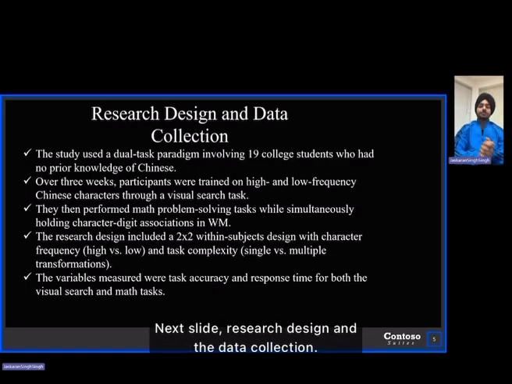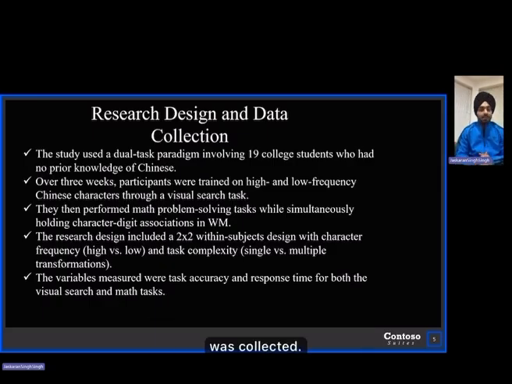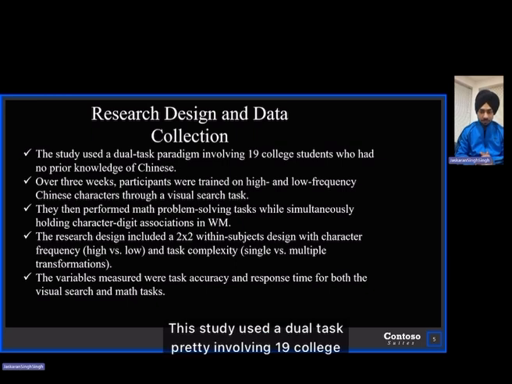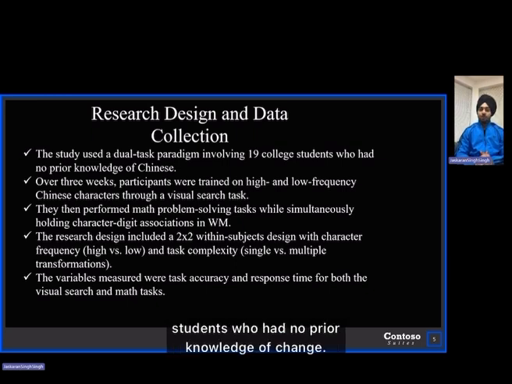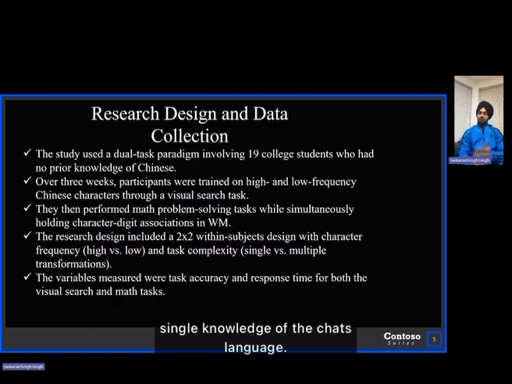Next slide: research design and data collection. In this study, we look at the design and how the data was collected. This study used a dual task program involving 19 college students who had no prior knowledge of Chinese. The students had never had any knowledge of the Chinese language.